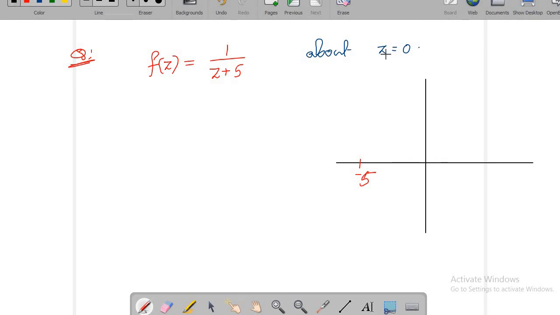Now I want to write the expansions about 0. So the center of the expansion is 0. Now one possibility is this. Here we are going to have Taylor series expansion. Why? Because f is analytic. And out of this circle you are going to have Laurent series expansion.